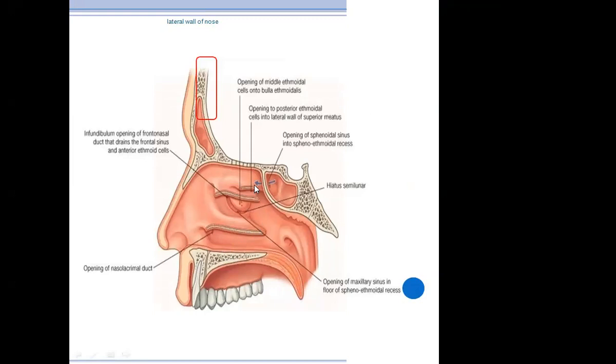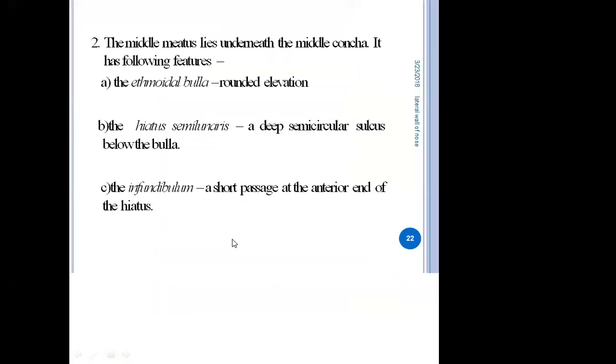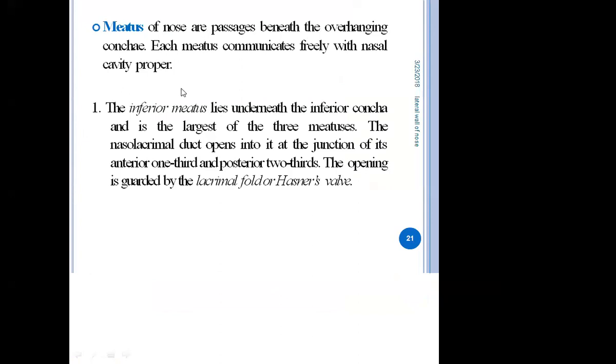This is the superior concha, middle concha, and inferior concha. Meatuses are the passages beneath these conchae. So we have the superior meatus, middle meatus, and inferior meatus. Now we're discussing the inferior meatus. The inferior meatus lies underneath the inferior concha and it is the largest of the three meatuses.